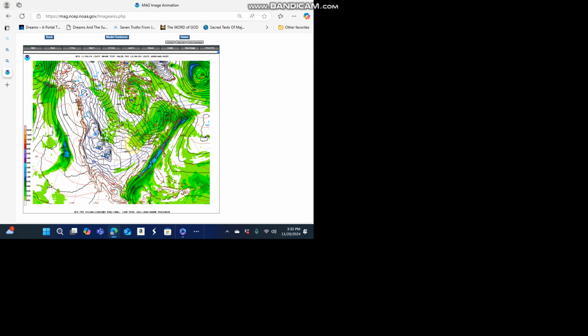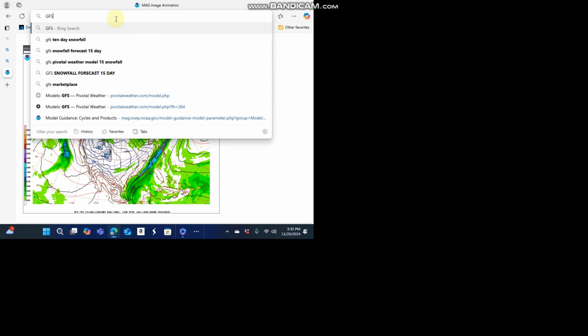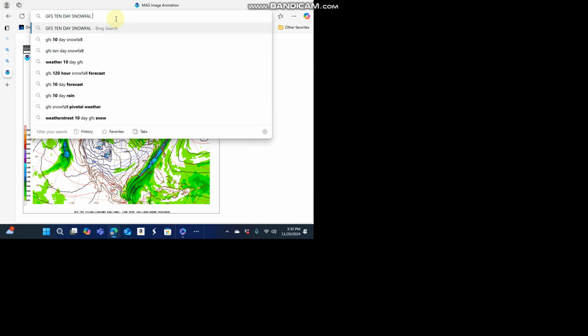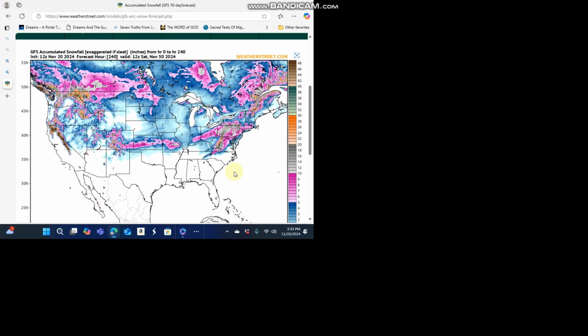But again, let's close off with our GFS 10-day snowfall forecast and take a look at that and see what that has for us. Over the next 10 days, again, we have the setup there. So, what I'm trying to say is, I don't want you to just look at this chart and say, okay, this is what we're getting, because there's more to it than that. There's the why behind the what.